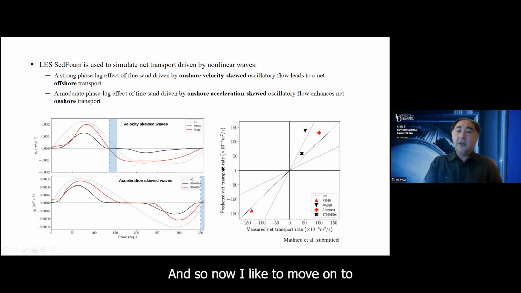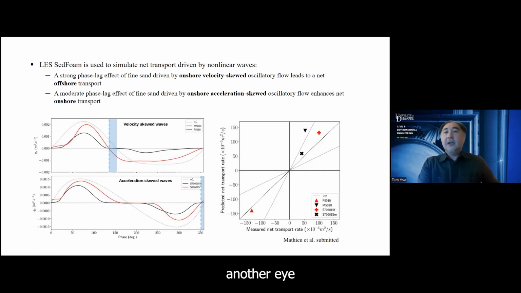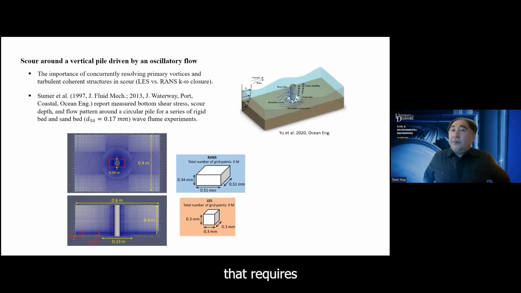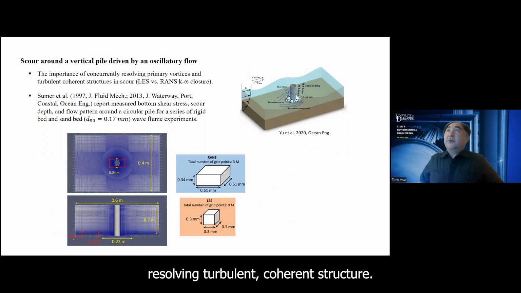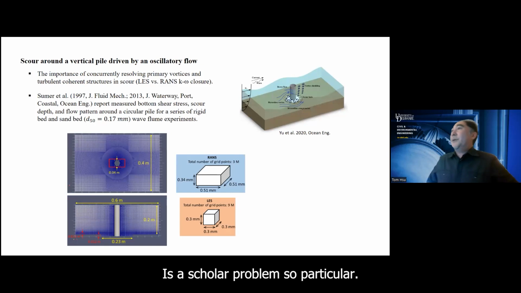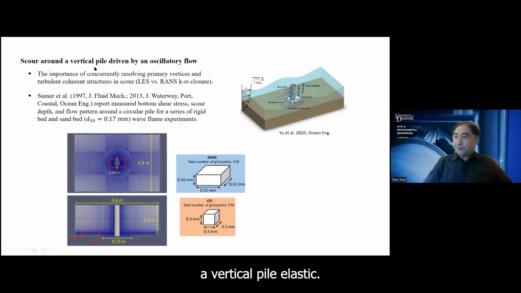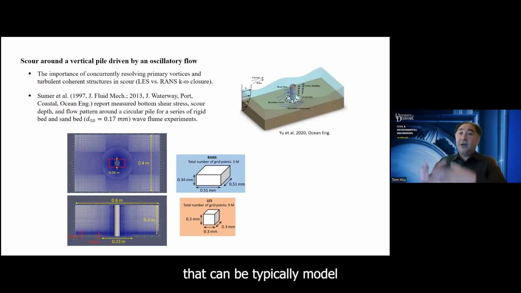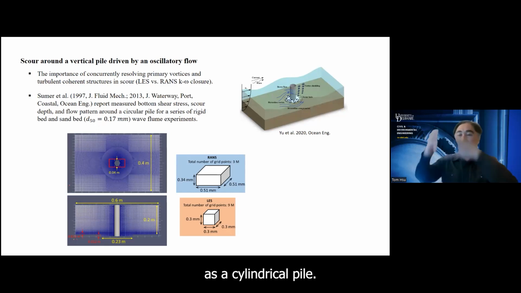Now I'd like to move on to another, I think very interesting problem that requires resolving turbulent coherent structures, which is the scour problem. Particularly, I'd like to look at the scour around a vertical pile. As you know, nowadays we worry about scour of bridge piers, and we're building a lot of offshore wind farms. Those kinds of structures can typically be modeled as a cylindrical pile.